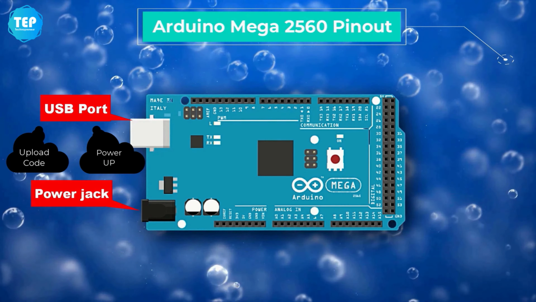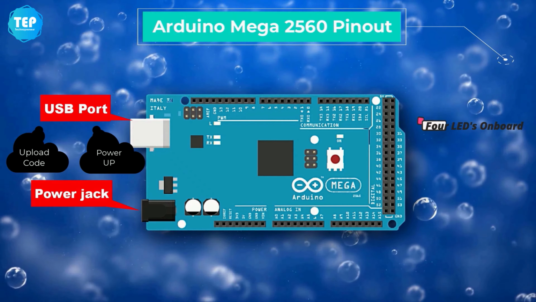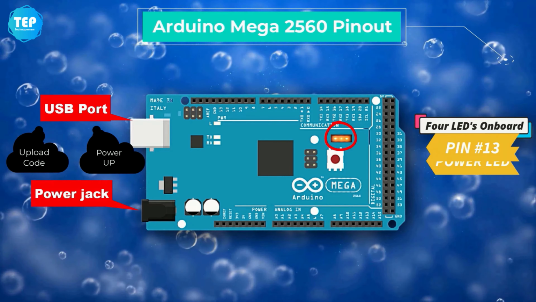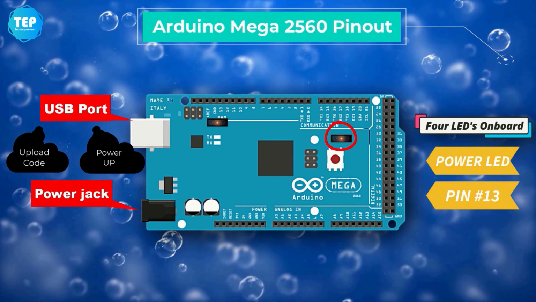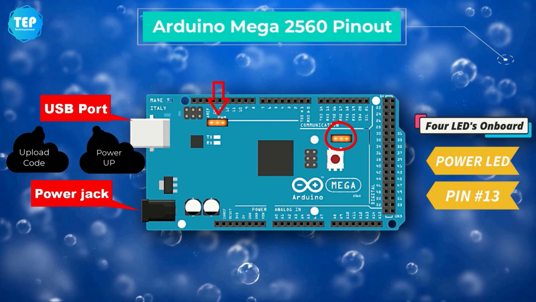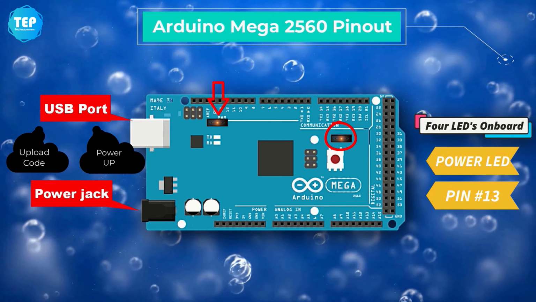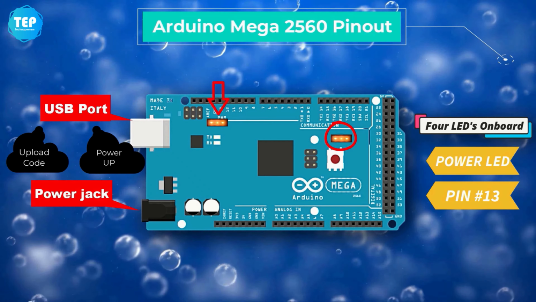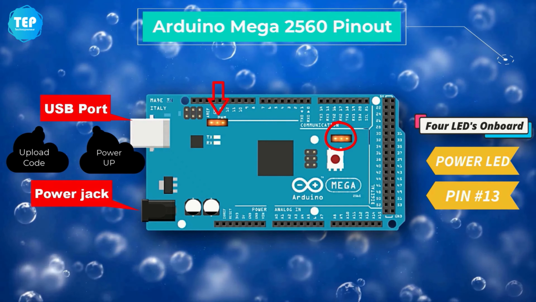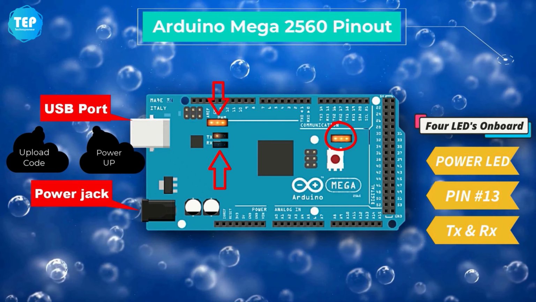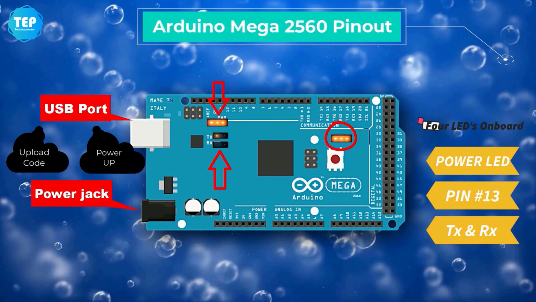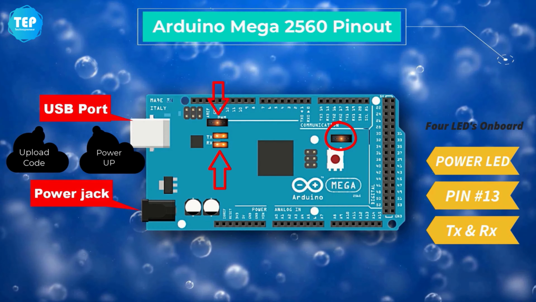Moreover, it also has 4 LEDs embedded on it. The first one is power LED, it will turn on as the Mega will be powered up. Second LED is connected to pin number 13 and is used for testing purposes. When you buy a new Arduino Mega, then first upload the blink code to check this LED. If it's blinking, your board's fine, if not, you need to buy a new one. Third and fourth LEDs are connected to TX and RX pins, and they start blinking if we perform any serial communication, which we are going to discuss next.